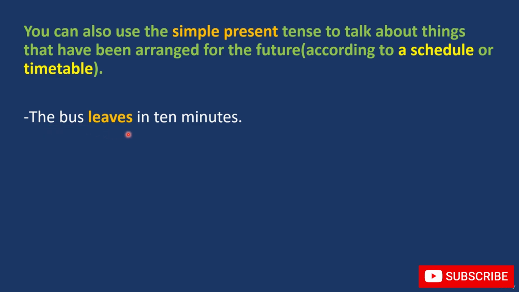The bus leaves in 10 minutes. Here I have present simple, but the sentence is in the future. It means that the bus will leave in 10 minutes, but I cannot use will leave. I use present simple to express future because it depends on a schedule.